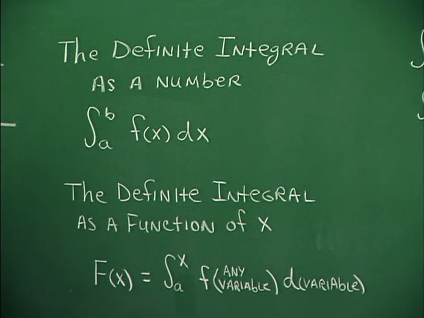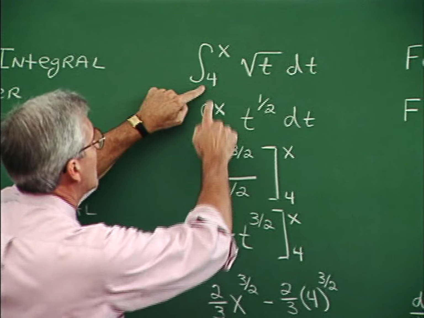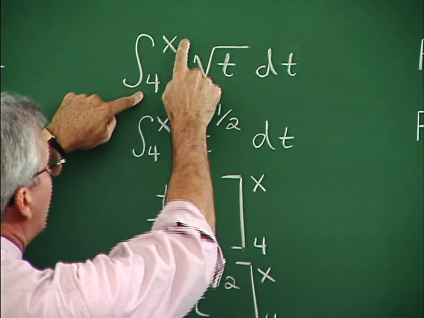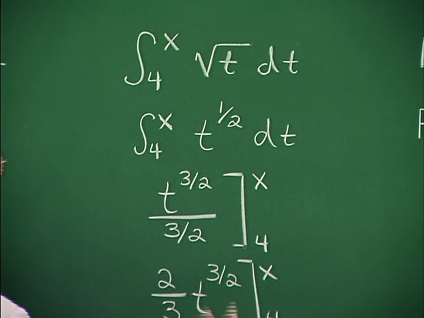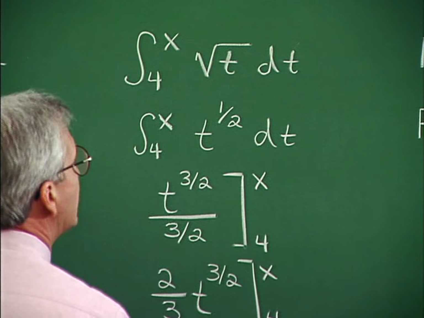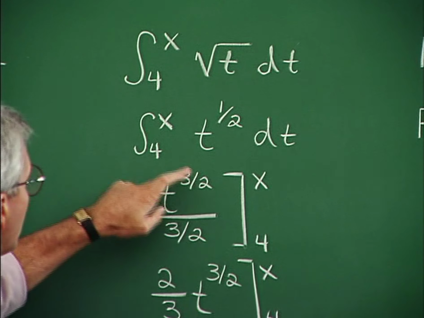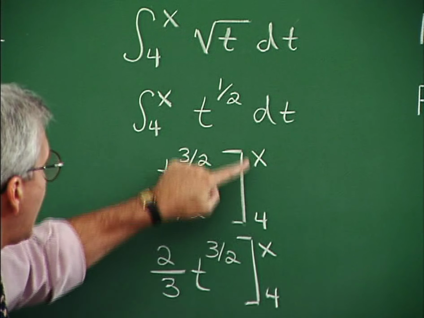Let me show it to you with an example. Suppose we're talking about the definite integral from 4 to x, x being a variable now, of the square root of t dt. Well, this is t to the 1/2 dt, all right, and the antiderivative of t to the 1/2 is t to the 3/2 over 3/2, and we're evaluating from 4 to x over here.